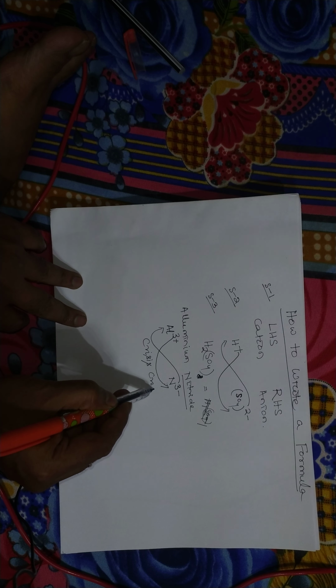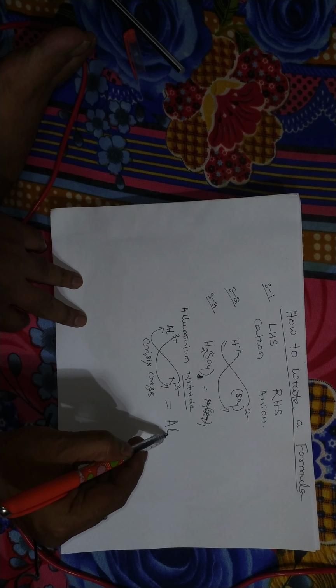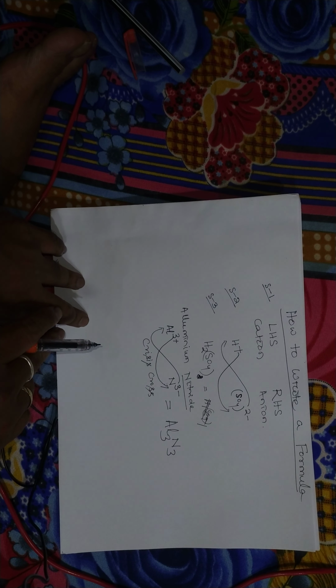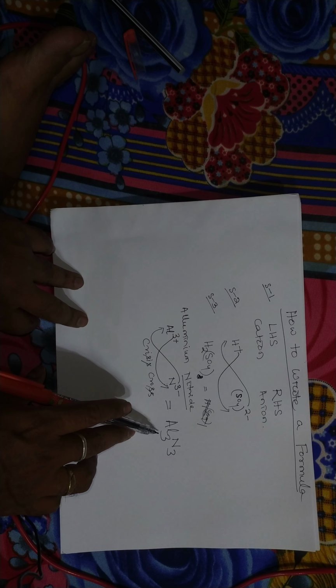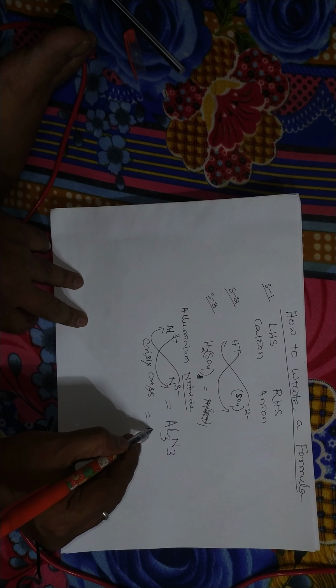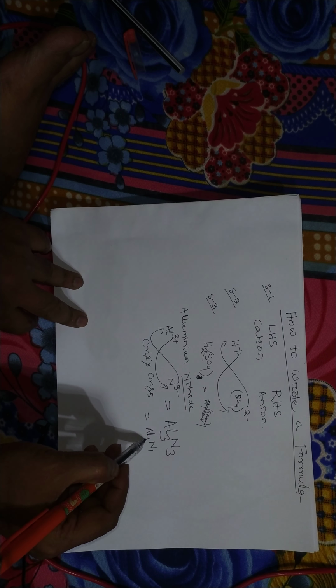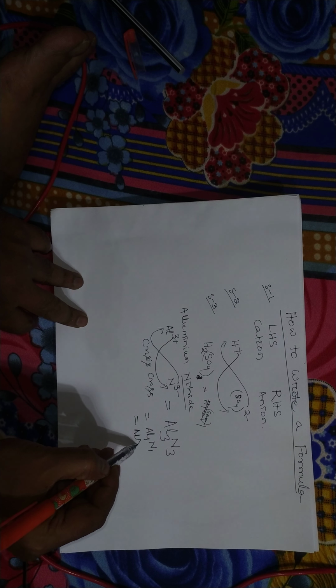This is called crisscross. So what will be the formula? Al 3 and N 3. In this example, 3 and 3 are common factors, so I can simplify by dividing by 3. The result is Al1 N3 divided by 3, that is 1 and 1, and instead of writing 1 and 1, we can simply write AlN. So the final formula of aluminium nitride is AlN.